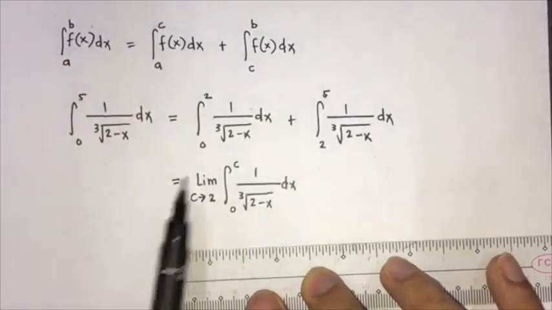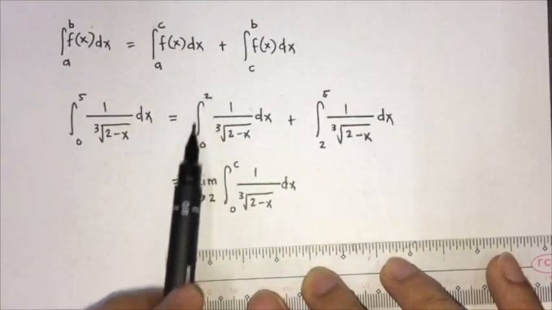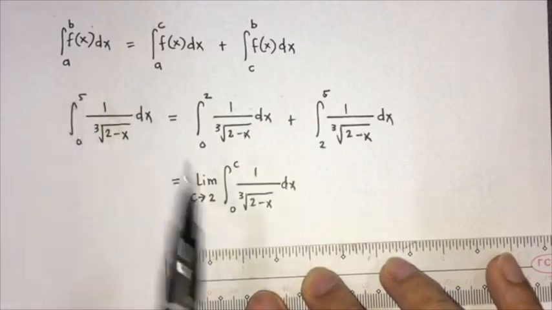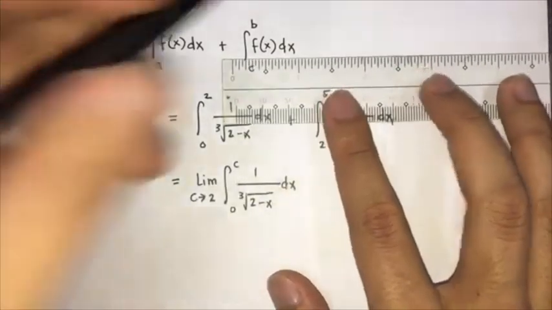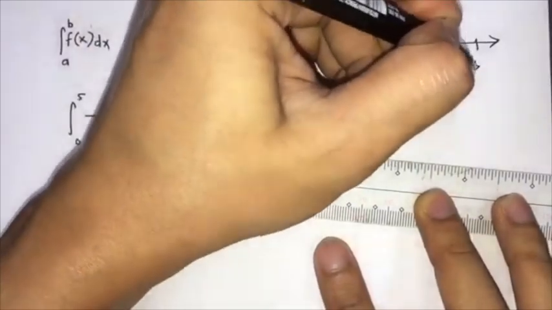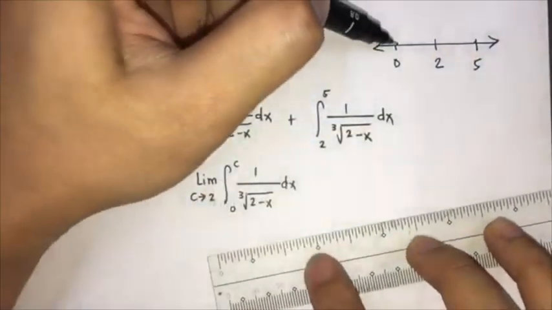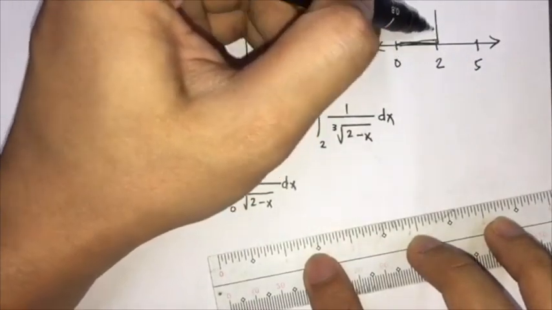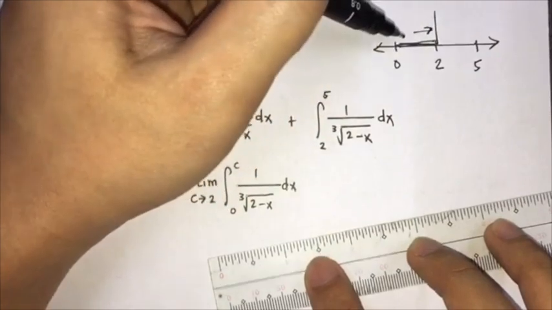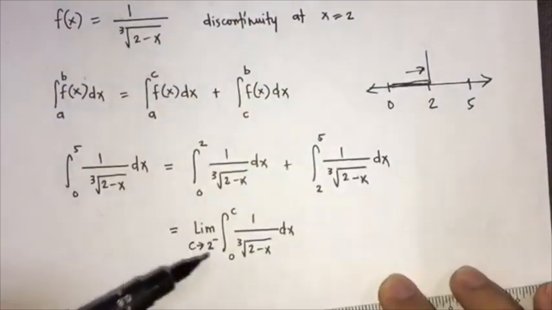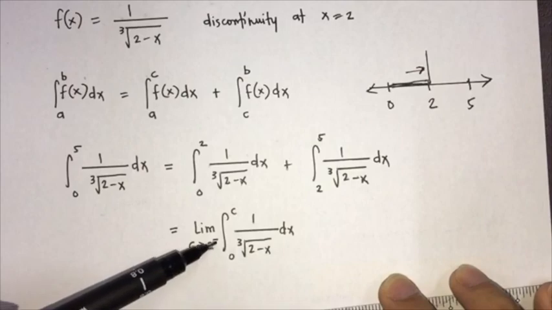Now, since we are evaluating from 0 to 2, all the values approaching 2 are from the left. So 0, 1, 2. Think of it as a number line. We are evaluating from 0 to positive 2, and then from 2 to 5. Between 0 and 2, we approach 2 from the left side. So the limit of this as c approaches 2 from the left.